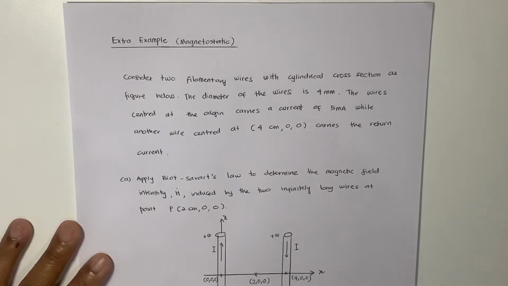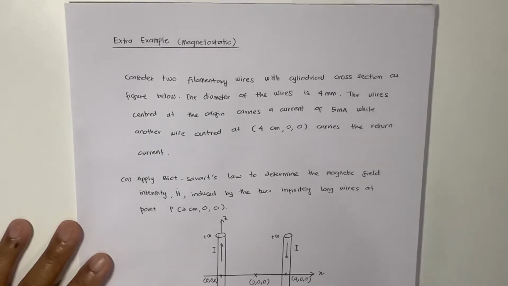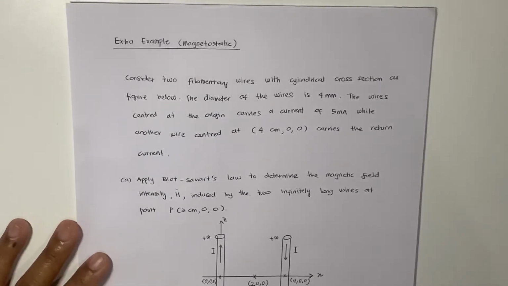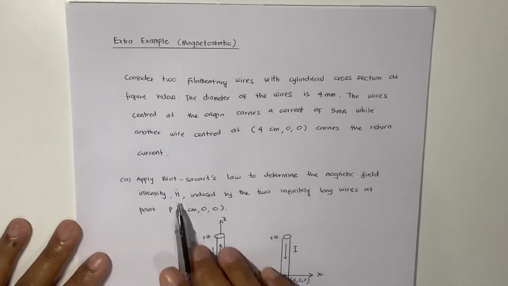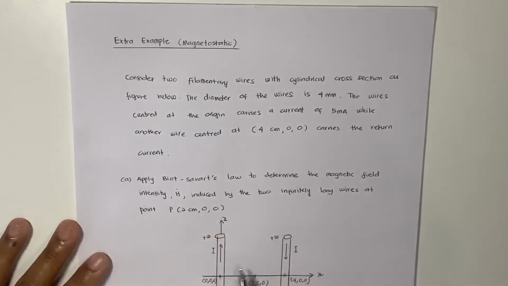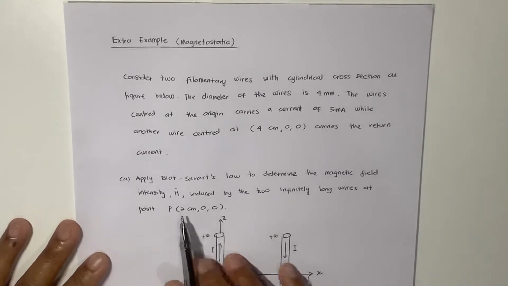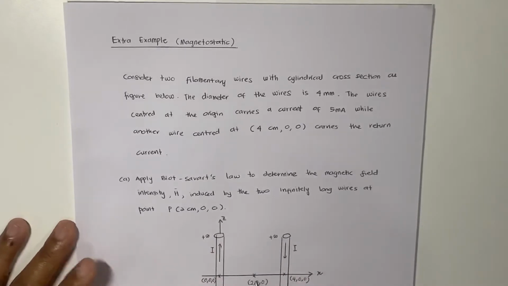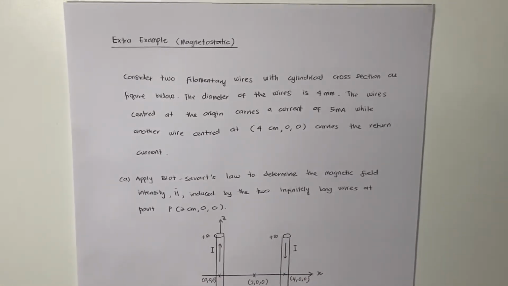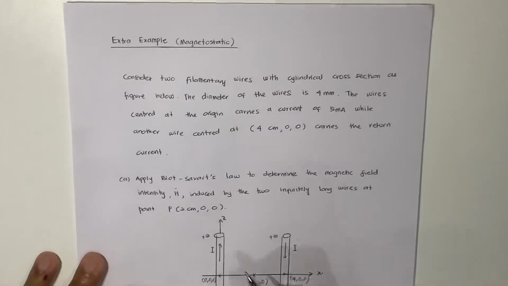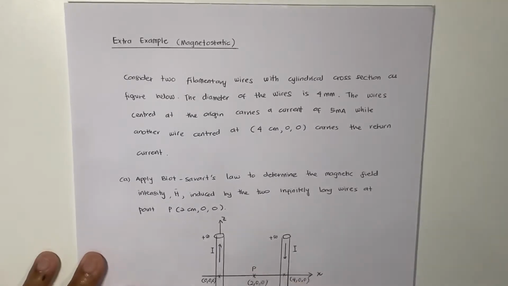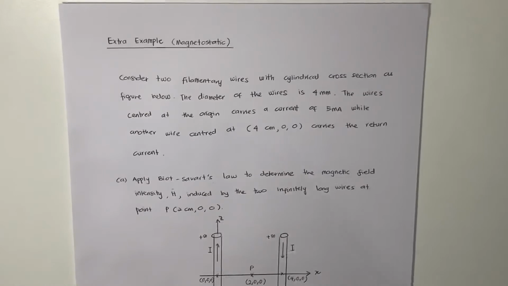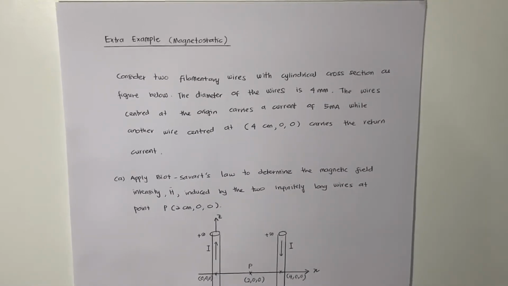Okay, so we need to apply the Biot-Savart law to determine the magnetic field intensity H induced by the two infinitely long wires at point (2,0,0). So where is that point? The P point is here. This is the P point. So we need to apply Biot-Savart's law to determine the magnetic field intensity at this P point.